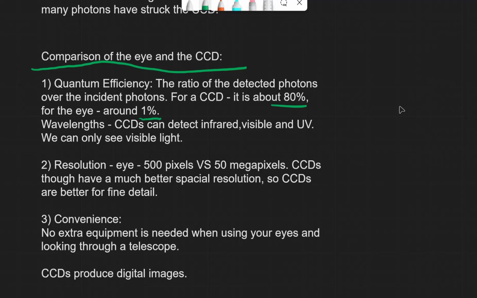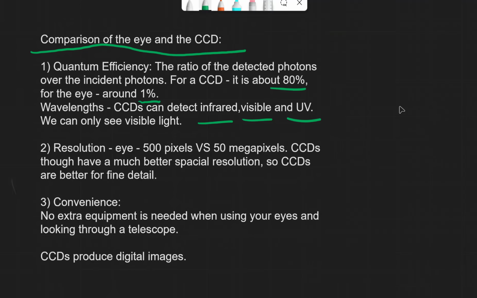Additionally, keep in mind that CCDs can obviously detect things like infrared, visible, and UV. Not X-rays, but infrared, visible, UV, but we can only detect visible light with our eyes. So that's a major limitation.